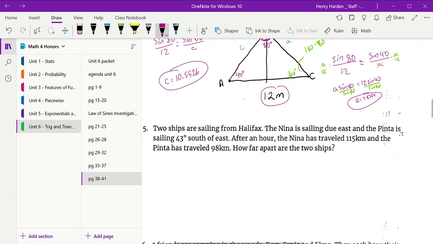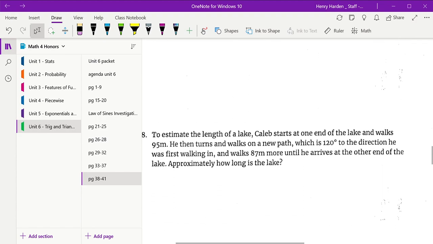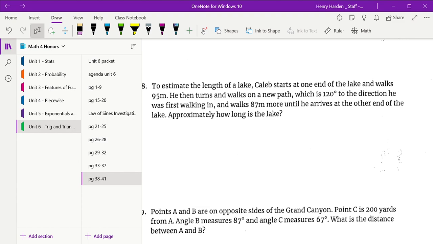Okay. All right, so last problem. So that one didn't take too long. Law of sines are way easier. I love those. All right, last problem is number 8. So this is going to be a law of cosine.